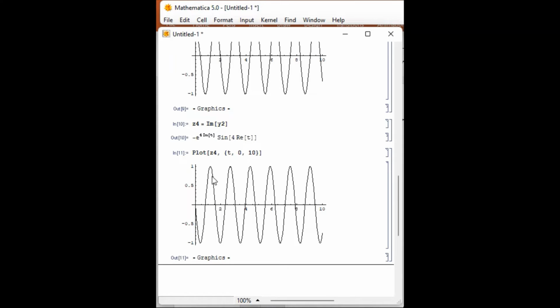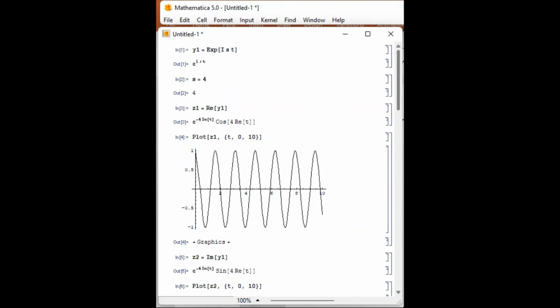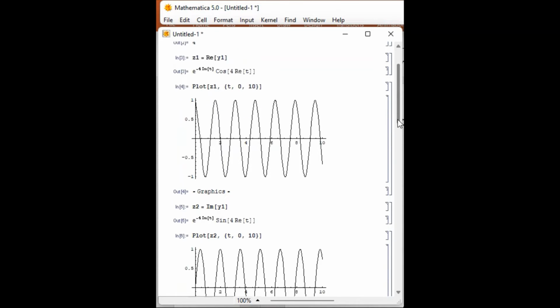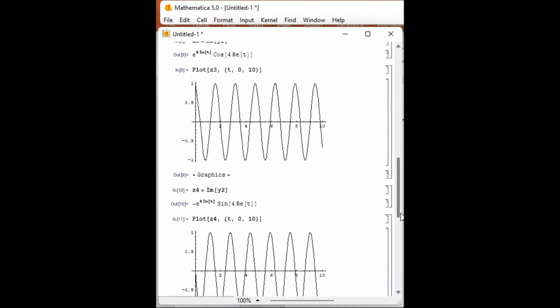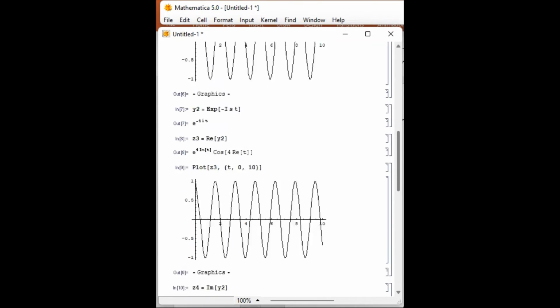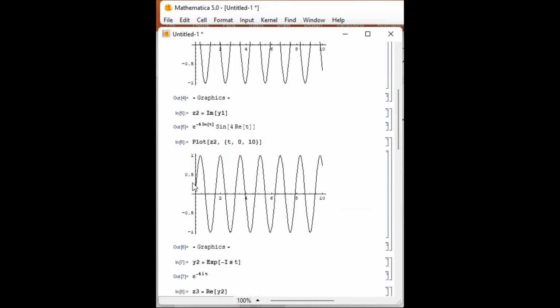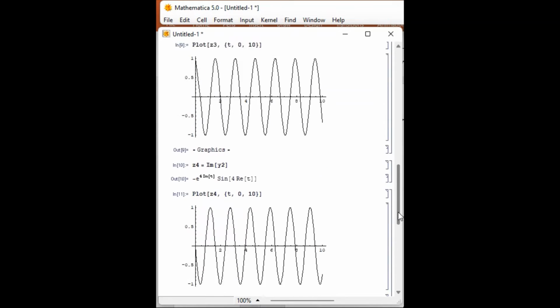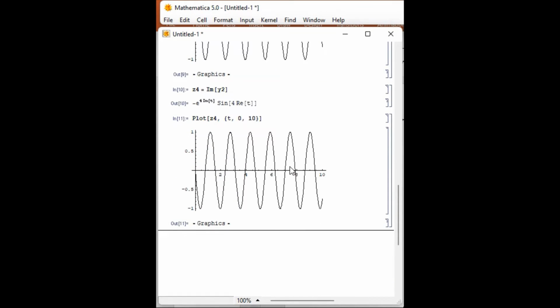Okay, now look here that the real part for both e power ist and e power minus ist is obviously the same, and the imaginary part of e power ist and e power minus ist is different.